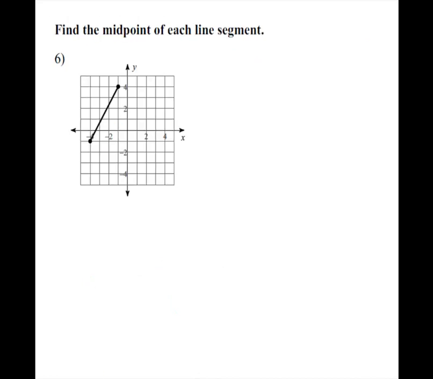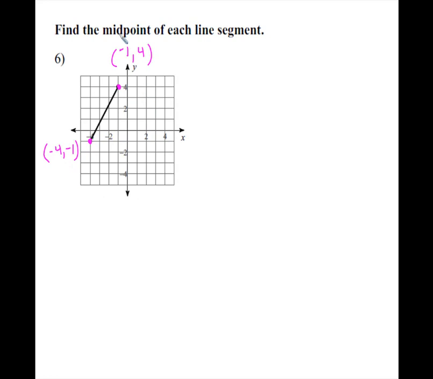All right, let's take a look at number 6 here. We're trying to find the midpoint of this line segment, and they give us this graph. The first thing you need to do is find the coordinates of these endpoints. It looks like this one here is -1, +4. And the one down here looks like it's -4, -1. Those x and y values are the coordinates of the 2 endpoints.